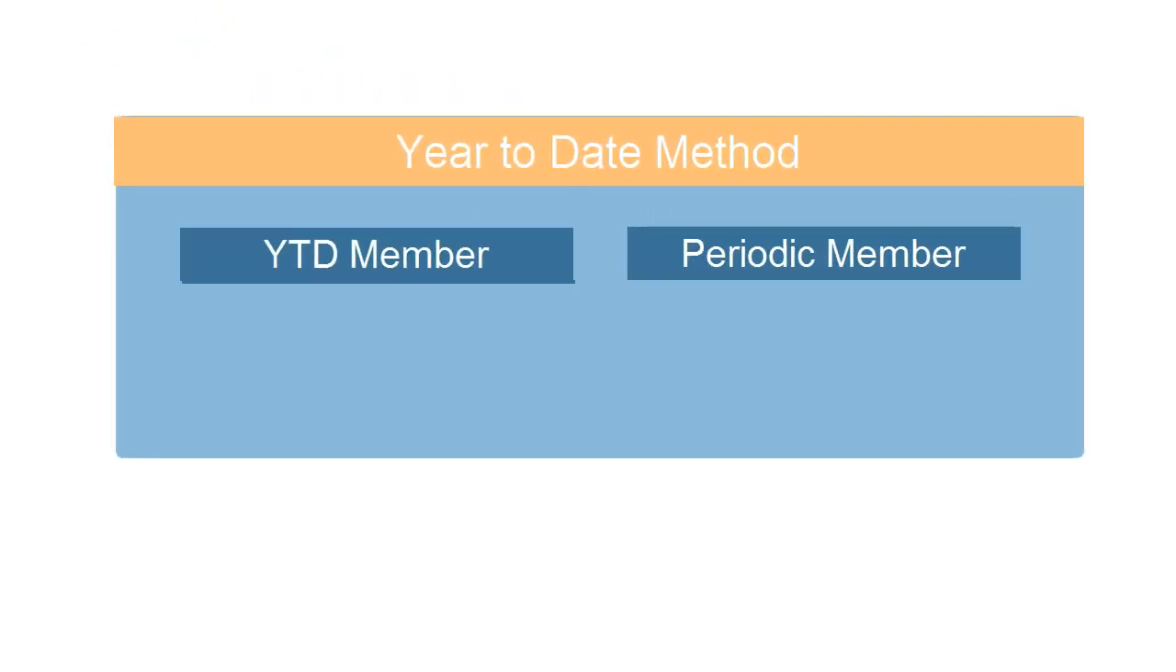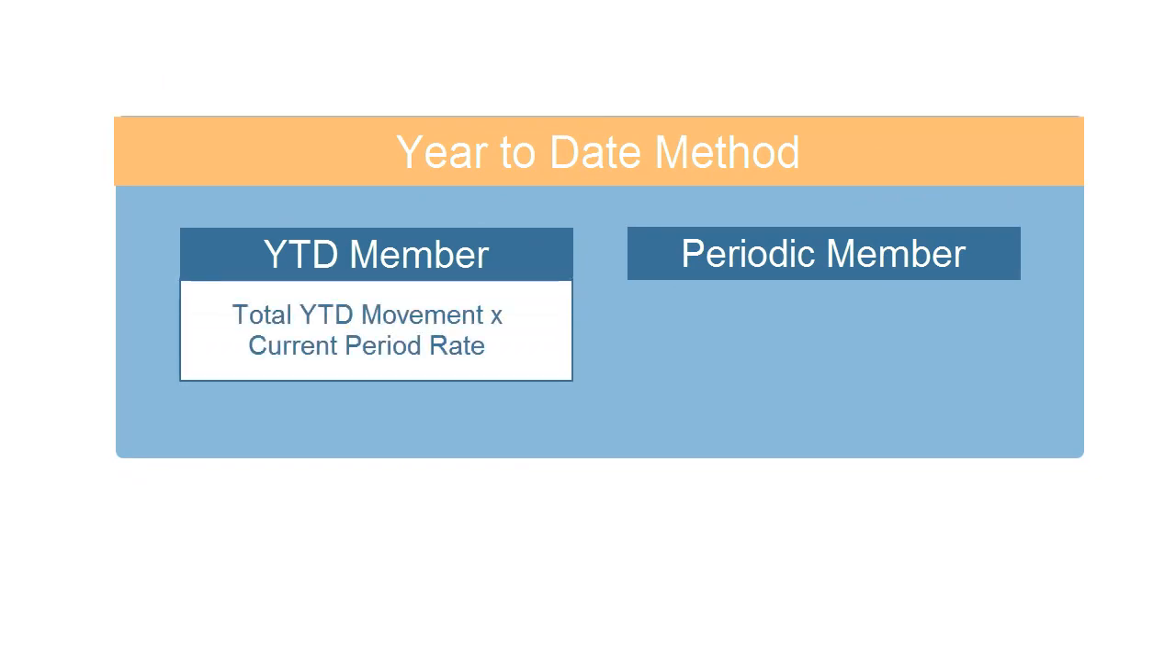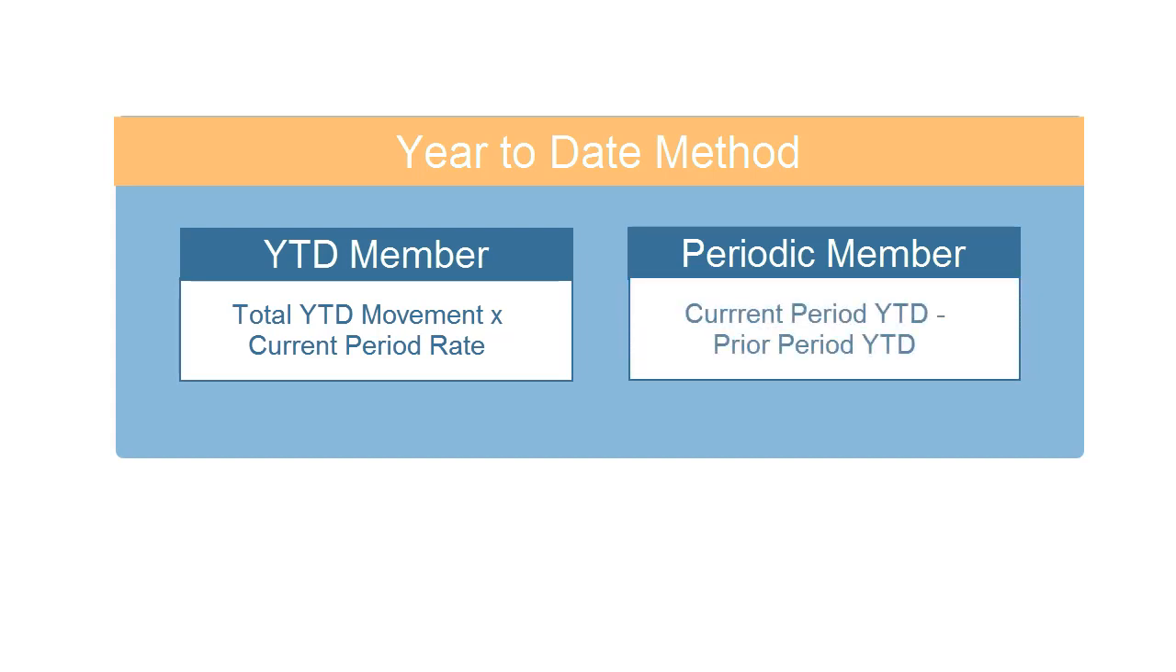With the year-to-date method, the value for the year-to-date member of the view dimension is the total year-to-date movement translated at the current period rate. The value for the periodic member is the current period year-to-date translated value minus the prior period year-to-date translated value.